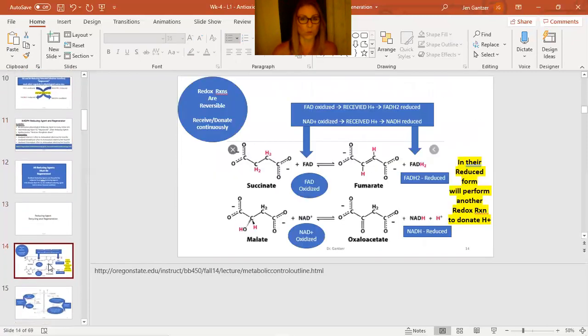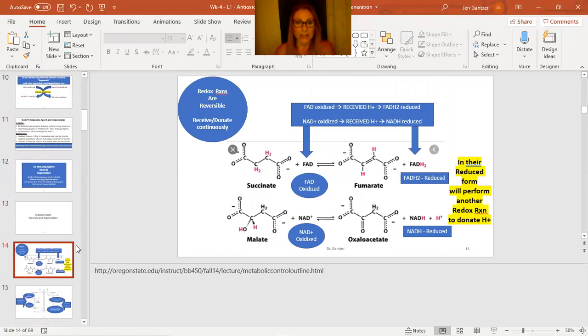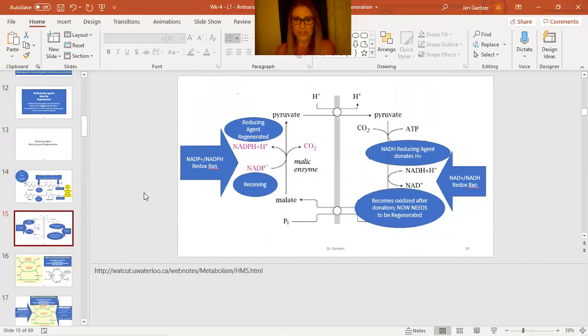Very important molecules. All right, so again, don't focus on the organic acids, right? We are simply looking at the mechanism of the redox reaction of how we are receiving and donating the hydrogen atoms. So this again is a specific example. You are not expected to memorize this biochemical reaction. We are learning the concept of how the reducing agents are interacting.